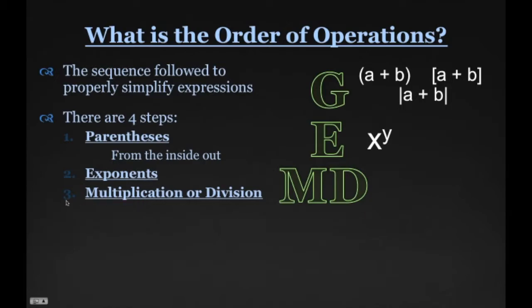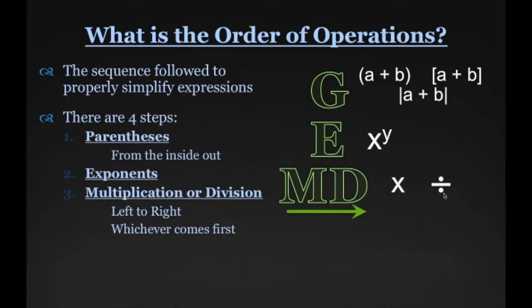So when you get to step 3, you're going to work from left to right. Whichever comes first is what we do first. So again, for step 3, we're going to work from left to right. That means we might have to multiply, then divide, or we might have to divide, then multiply. If that comes first, that's what we do first. It all depends on whatever we see first from left to right.